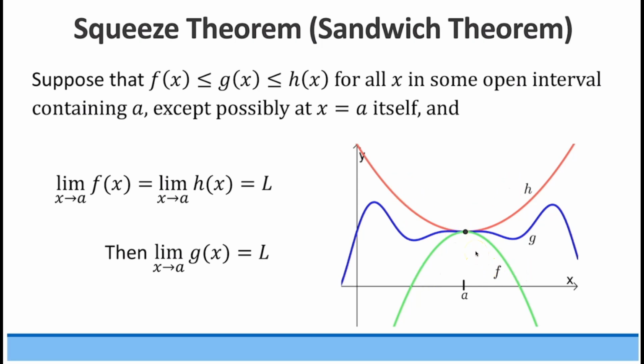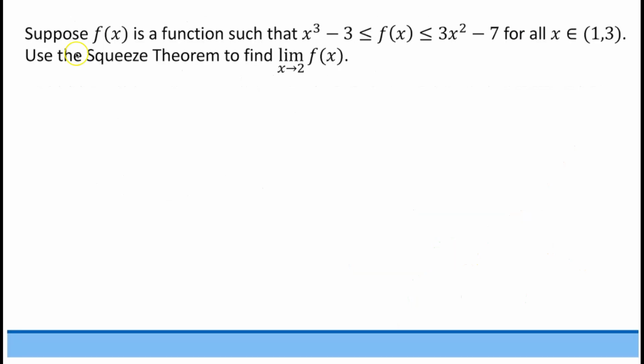If we can show that the limit as x approaches a of f of x and h of x have the same limit value L, and g of x is sandwiched between those two, then it must also have the same limit value L. Now let's go ahead and apply it to some examples.